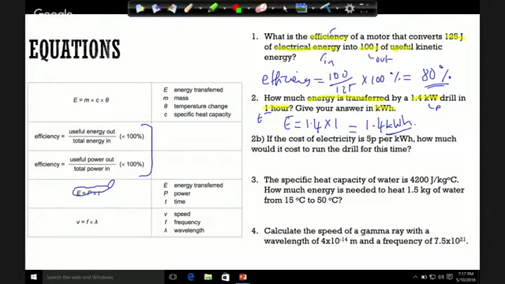This question said, if the cost of electricity is 5p per kilowatt hour, how much would it cost to run the drill for this time? So we've worked out that it's 1.4 kilowatt hours. So we just multiply that by our 5p to get 7p.